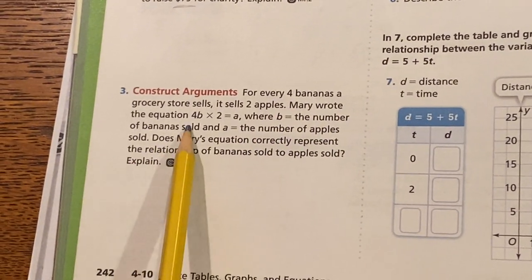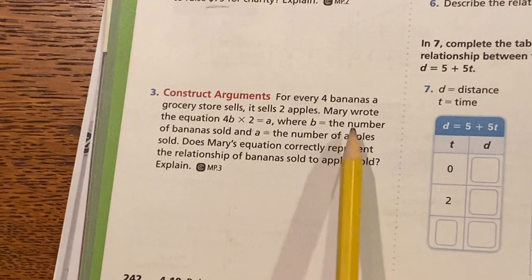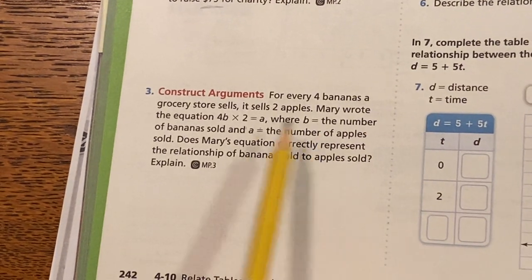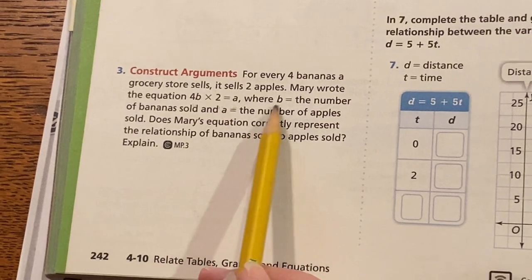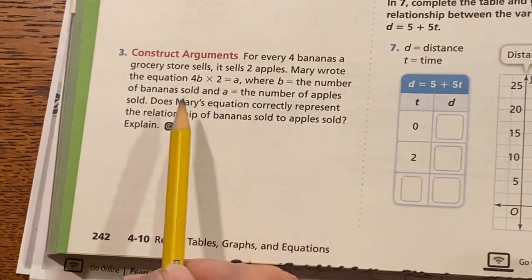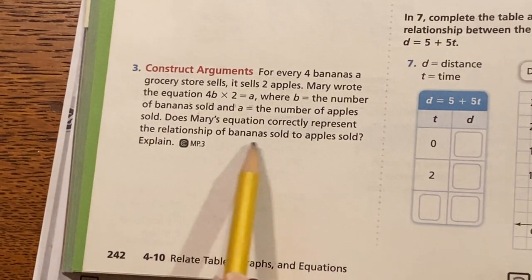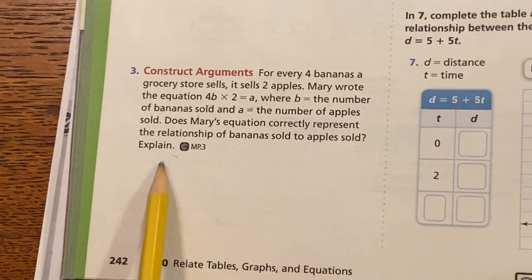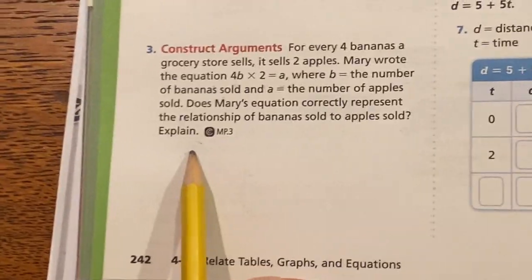Mary wrote the equation 4b times 2 equals A. What is Mary? Does she work for the grocery store? What's happening there? Anyway, 4b times 2 equals A, okay? Where B is the number of bananas sold and A is the number of apples sold. Does Mary's equation correctly represent the relationship of bananas sold to apples sold? Explain. And please explain what Mary is doing in the grocery store coming up with these equations.